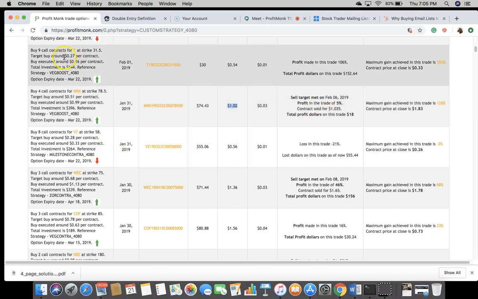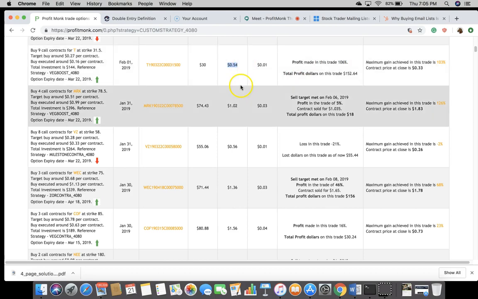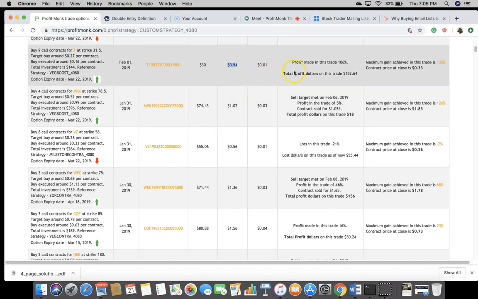On the other hand, this one here, the target buy was 27 cents. You were able to execute it at a lesser price than that, at about 16 cents. Right now you have already made 106% profit, but it has not met the sell target of 54 cents. So here you can make more money. So net what happens is that now the profit that you make is a function of not the target buy price, but the actual execution price.